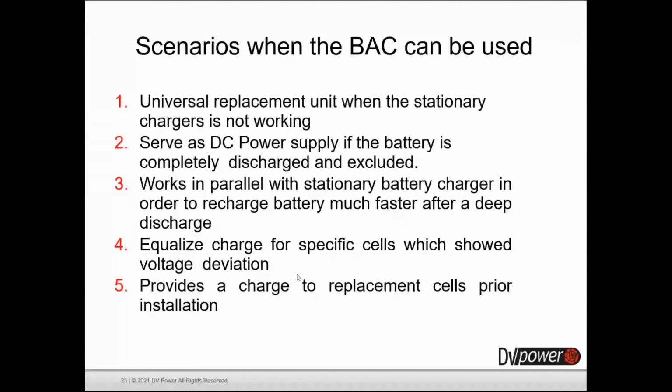Of course, our charger can be used to charge a single cell. If you are replacing, for example, a bad cell in your battery string, and you have a stored battery, that stored battery must be charged before installation. That's why we have this 50L model that can charge batteries from 1 volt, so you can charge even one single cell. And our charger can be used to equalize charge a specific cell which shows voltage deviation.